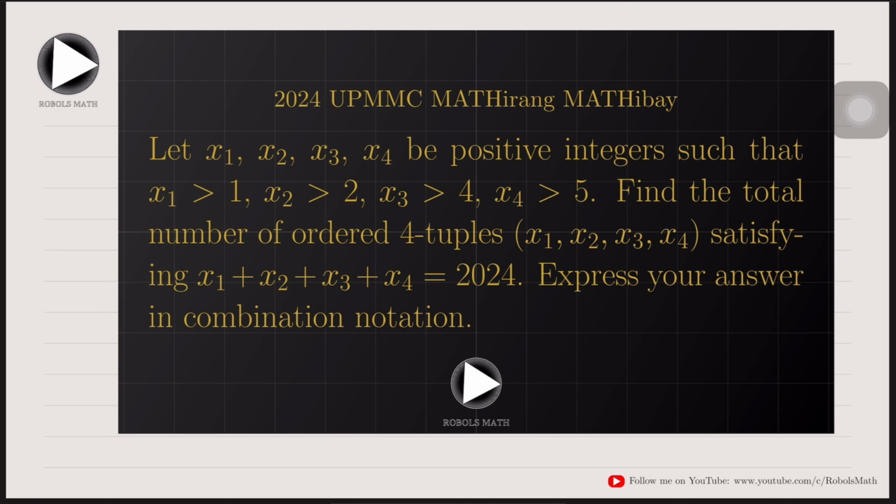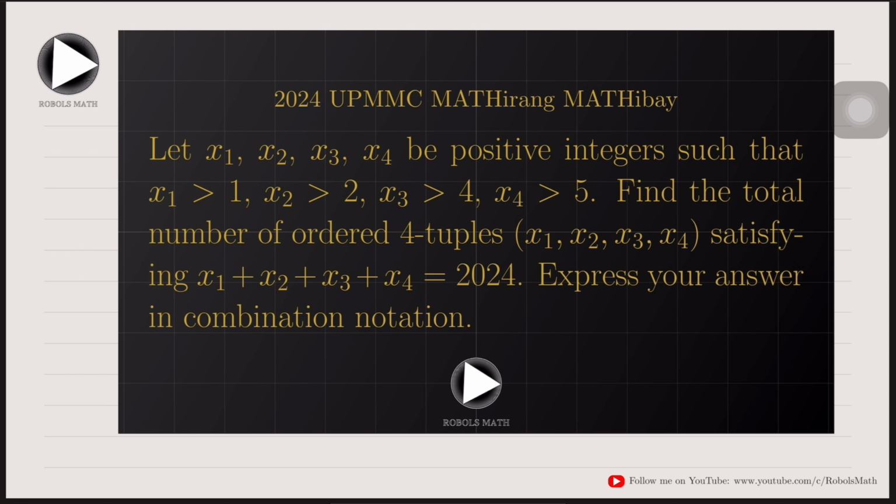Let x sub 1, x sub 2, x sub 3, and x sub 4 be positive integers such that x sub 1 is greater than 1, x sub 2 is greater than 2, x sub 3 is greater than 4, and x sub 4 is greater than 5. Find the total number of ordered 4-tuples satisfying the integer equation x sub 1 plus x sub 2 plus x sub 3 plus x sub 4 is equal to 2024. Express your answer in combination notation.